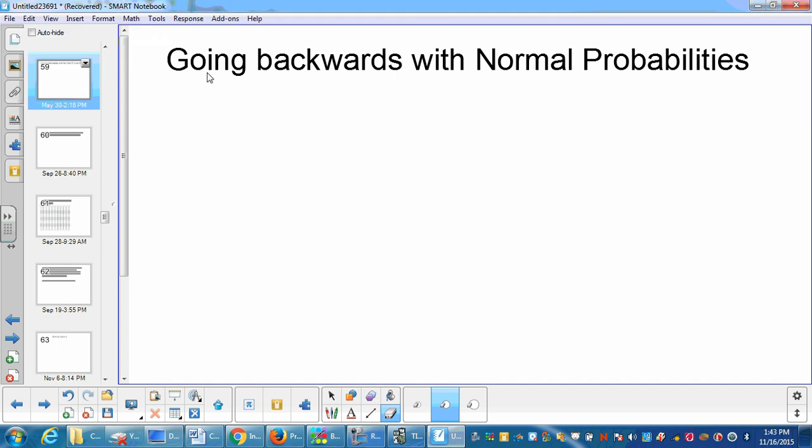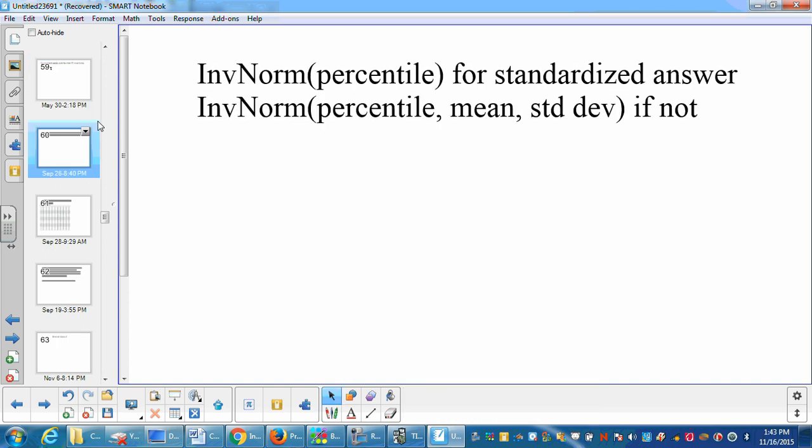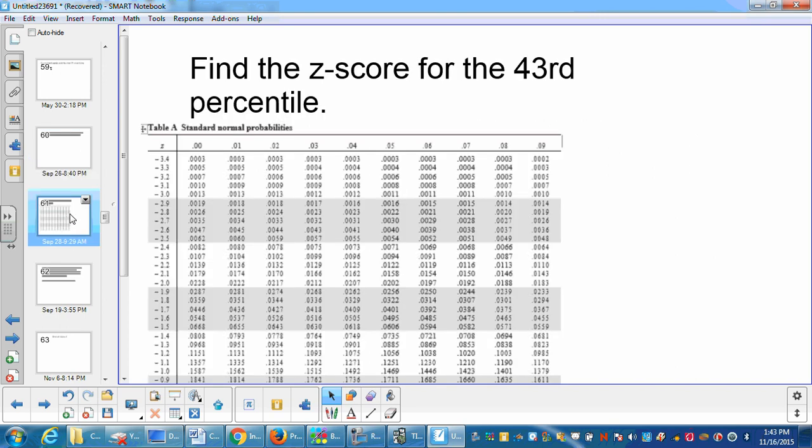Hello, today we're going to go backwards with normal probabilities. Another word for this is inverse. We're going to take the inverses. To do that, the calculator function is called inverse norm. If it's standardized or a z-score, we'll just put the percentile in. If it's not standardized, we'll put percentile, comma mean, comma standard deviation. That will hopefully make sense in a little bit.